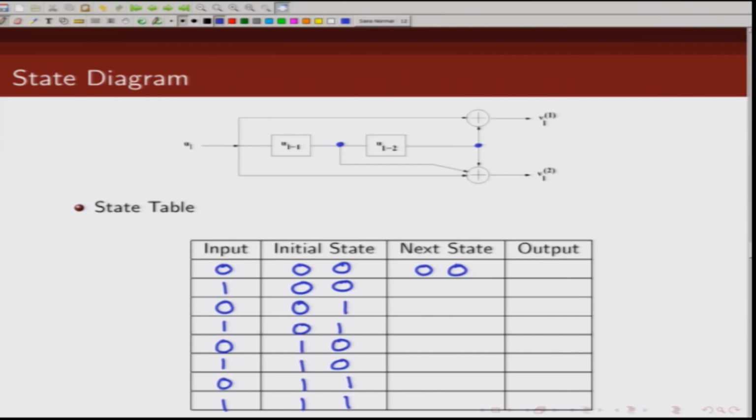And what is the corresponding output? Since the input is 0 and the state is 0, what you will get here is 0 plus 0 is 0 and 0 plus 0 plus 0 is 0. So, output will be 0.